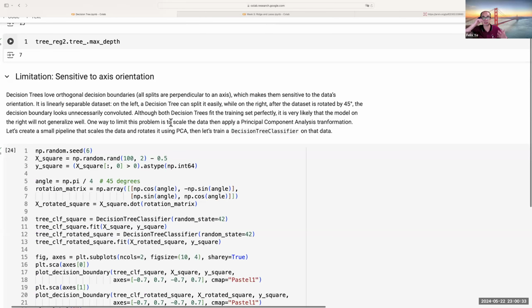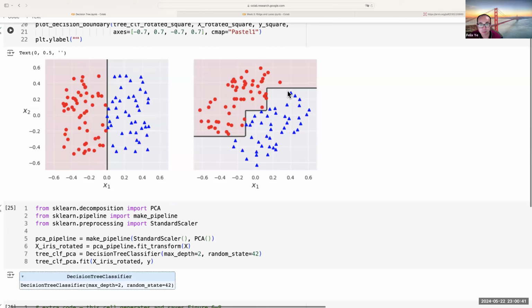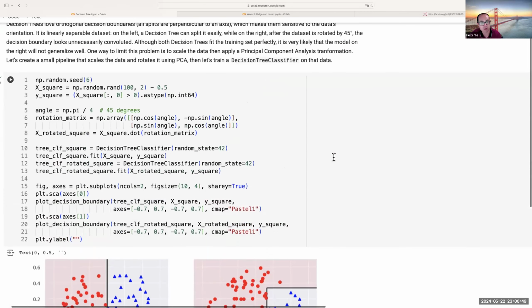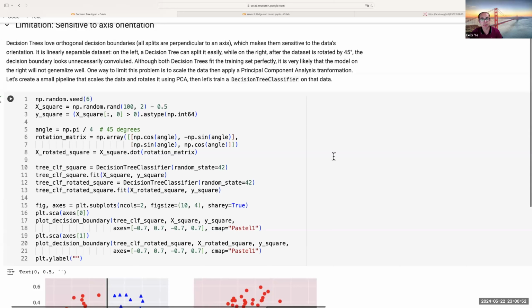Although both decision trees fit the training set perfectly, the problem is the model on the right may not generalize very well because it starts to create some unnecessary zigzags right here, which makes the whole thing more complicated. One way to solve this problem is we can apply the PCA transformation first, and after that, we can apply the decision tree classifier. So this is a very common approach for this kind of decision tree classifier.